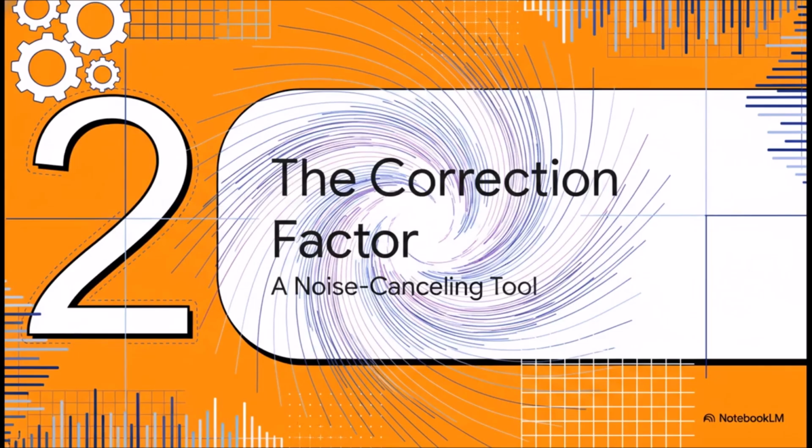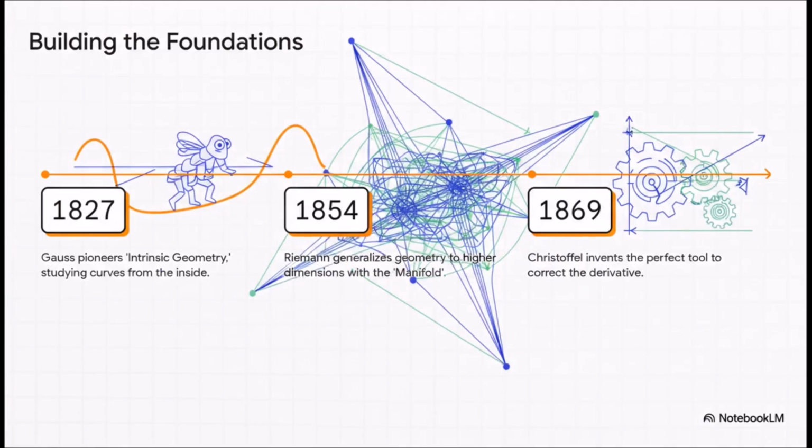Okay, so if our math is getting garbage data, how do we fix it? How do we clean it up? Well, that brings us to the next step, the correction factor. We need essentially a noise-canceling tool for mathematics. Now, this fix didn't just appear overnight. It was built on the shoulders of giants.